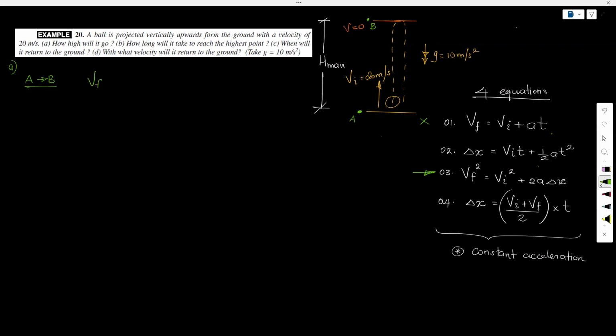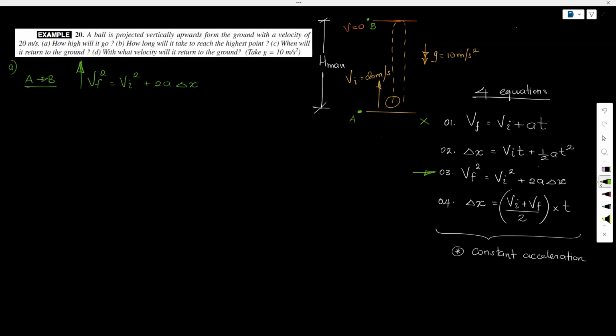So I'm going to use V final squared equals Vi squared plus 2a delta x. I'm going to use it in the upward direction. The meaning of the arrow I put in front of the equation is that anything in the upward direction is positive. If you want, you can go for the downward direction as well.